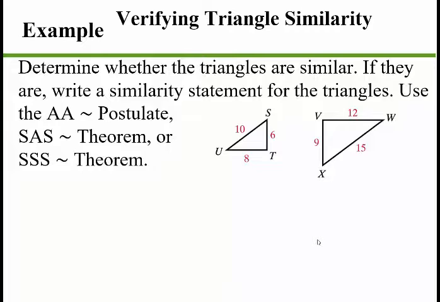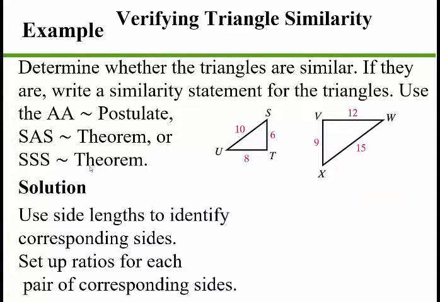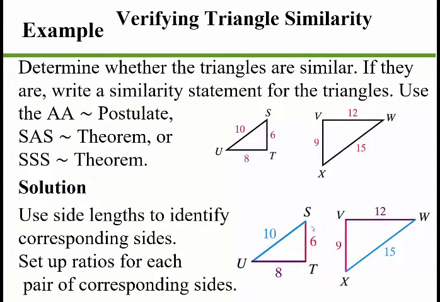All right, so just by looking at these triangles here, it looks like we're given the lengths of each side. So right off the bat, that's going to tell me I want to use the side-side-side theorem. We want to use the side lengths to identify corresponding sides, and set up ratios for each pair of corresponding sides as well. So here I have the sides in color that correspond to each other: ST and VX, UT and VW, and US and WX.